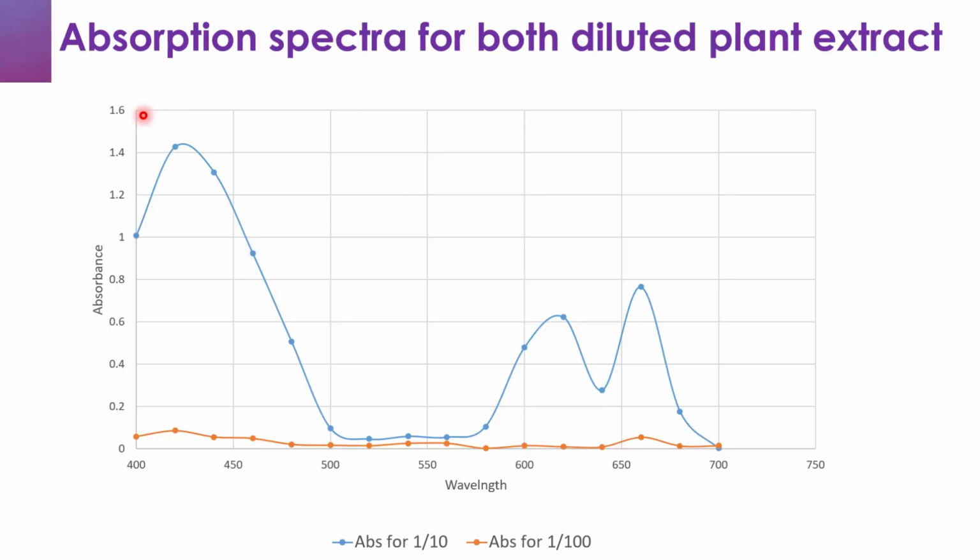If you are to plot our absorbance values, this will be the nature of graph that we are going to get. This graph is just the absorption spectra for both the 1 in 10 and the 1 in 100 diluted plant extract.